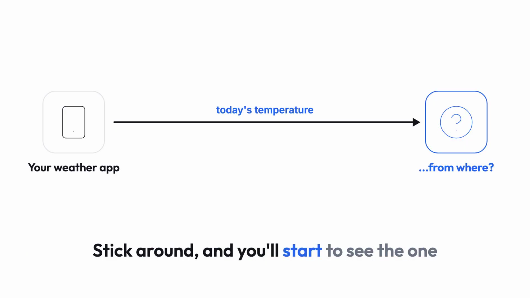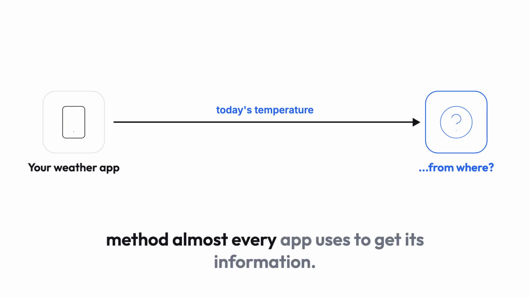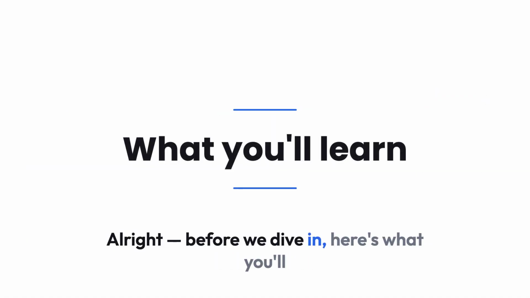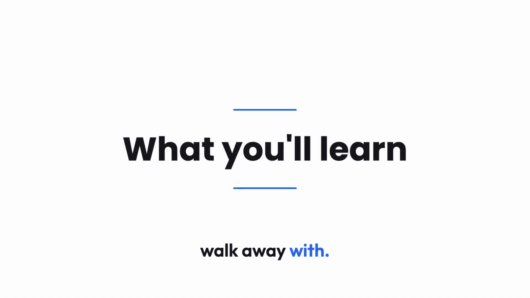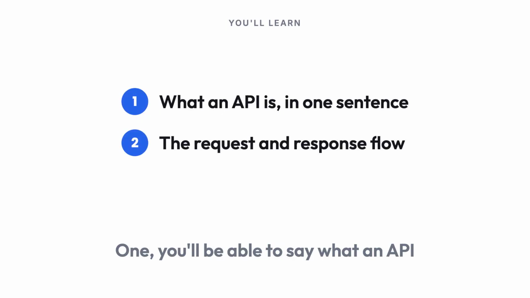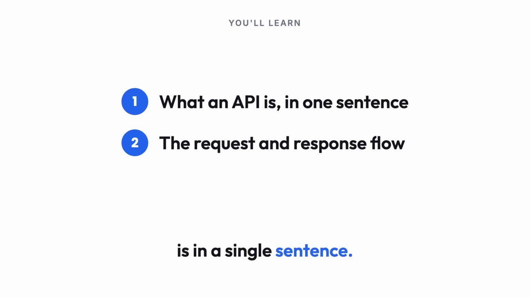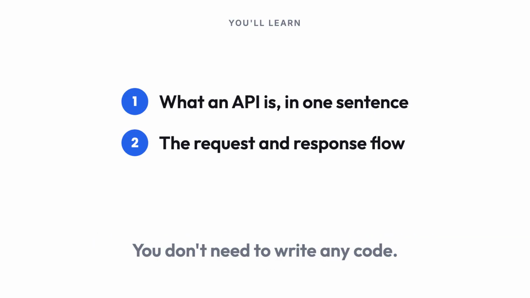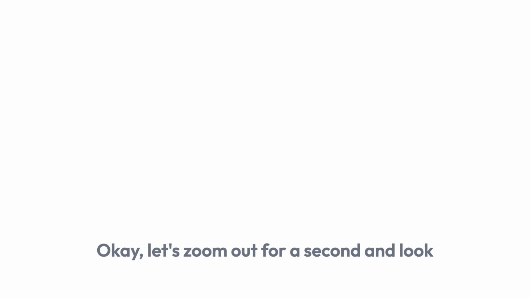Stick around and you'll start to see the one method almost every app uses to get its information. All right, before we dive in, here's what you'll walk away with. Just two things. One, you'll be able to say what an API is in a single sentence. And two, the flow of request and response will stick in your head as a picture. You don't need to write any code. This one flow is enough.